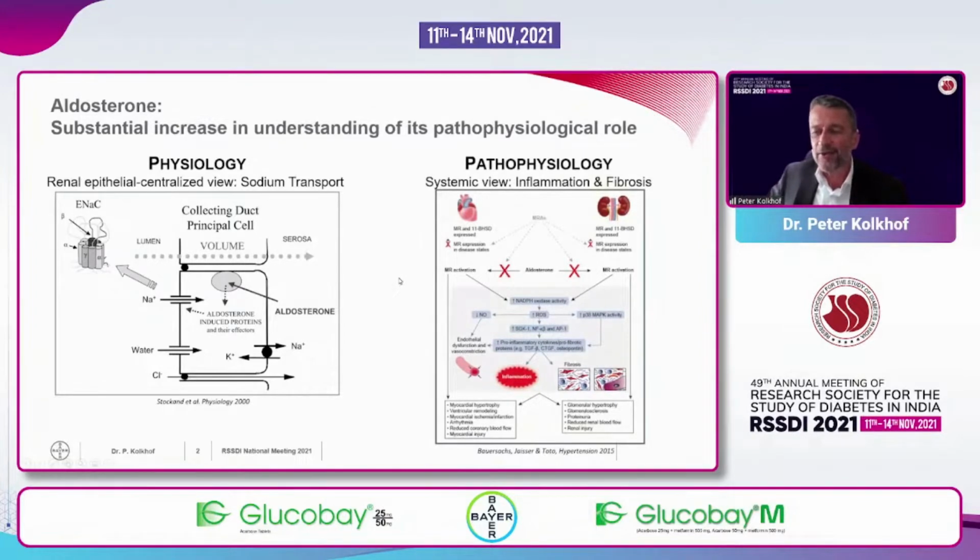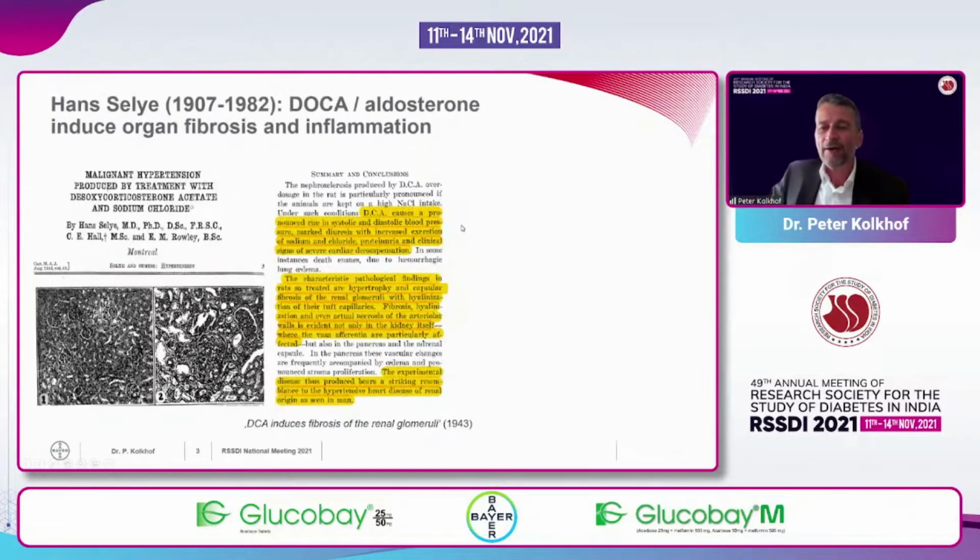What you can see here on the right side is a cartoon from the year 2015, where some authors summarized the current knowledge at that time about aldosterone in the heart and in the kidney, which is a rather systemic view, because it has been realized in the meanwhile that aldosterone is playing a major role via its receptor, the mineralocorticoid receptor, also in inflammation and fibrosis. However, that is not so much new.